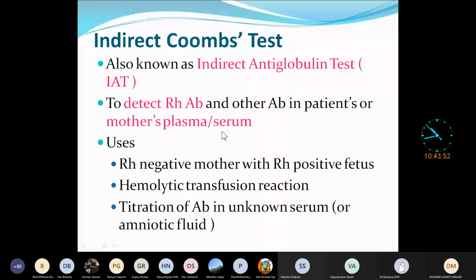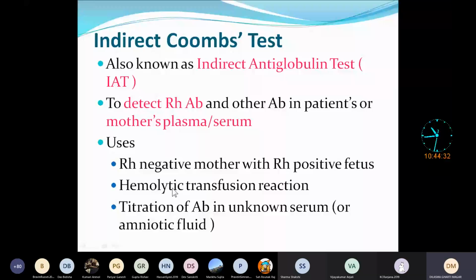So now here, in the plasma of the mother, in case of hemolytic disease of the newborn, immunoglobulin G antibodies were there, and in some patients also we can detect these antibodies. So its use is for the Rh negative mother with the Rh positive fetus. It will lead to the hemolytic disease of the newborn. So the indirect test we can do in case of the Rh negative mother with the Rh positive fetus, and also in case of the hemolytic transfusion reaction.